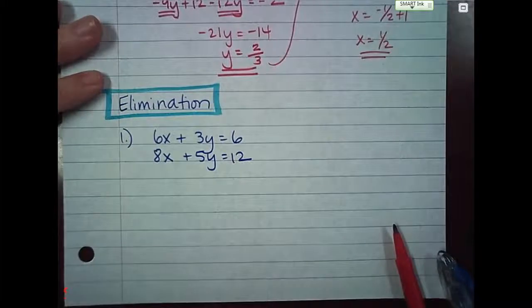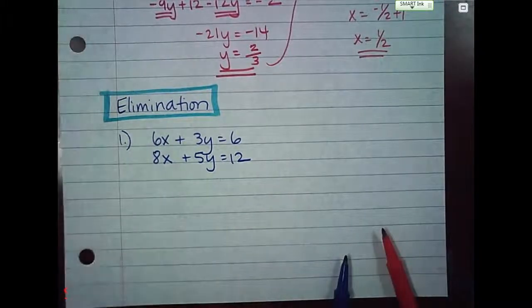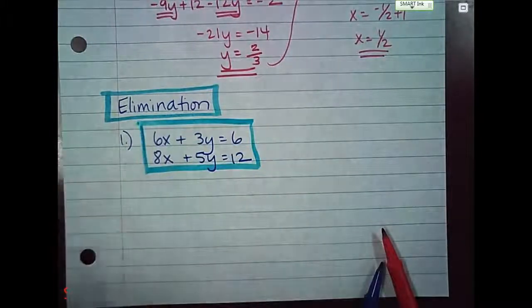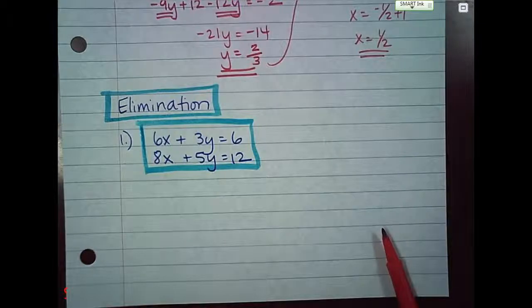So if I take a look at this first problem, I need the x's to be the same and the y's to be the same. Anybody that's probably already done this before, what do you think I need to do here? Let's say I choose to eliminate y's. One's a 3 and one's a 5. What could they both be? 15. If you're asking where I got that from, I'm just trying to find basically the least common denominator of 3 and 5.